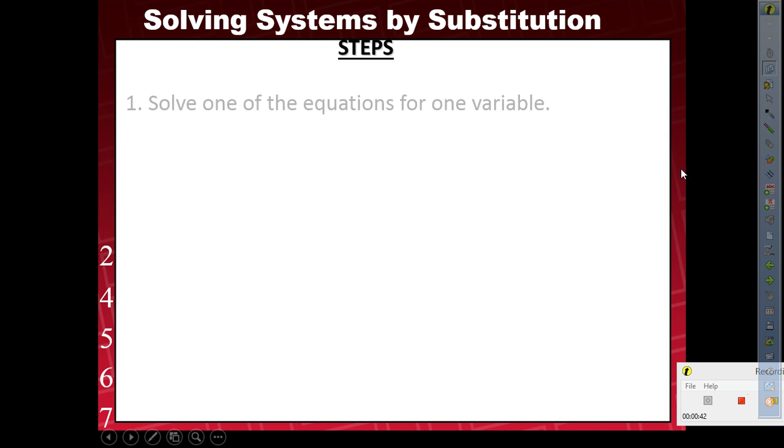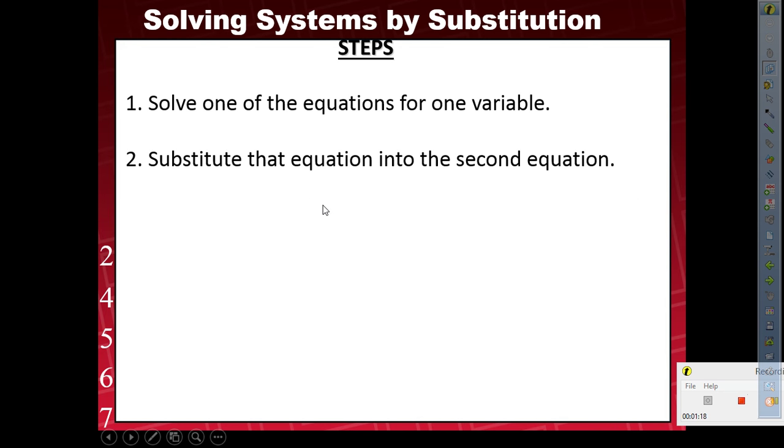And usually how many equations have I been giving you in a system? 2. So basically you're going to choose one of the 2 and solve for one of the variables. Do they say which variable? No, so you're going to choose. You're going to choose which equation and which variable. There's no wrong thing to do on the first step. Let's go to step 2.